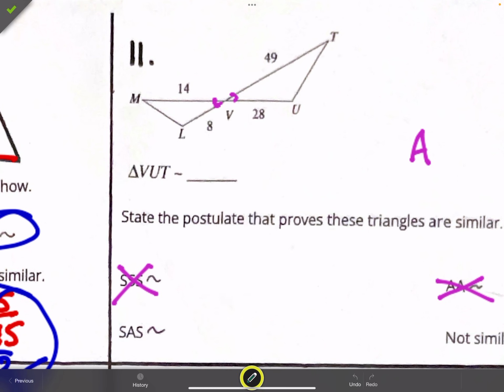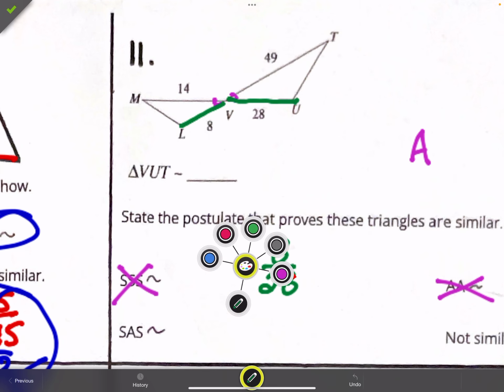Again, what's my smaller side in the smaller triangle? 8. So I'm going to put 8. What does that correspond with? Again, don't try to flip it and do this and that in your mind with the picture. Just go, what's shorter, 28 or 49? 28. So it corresponds with the 8.